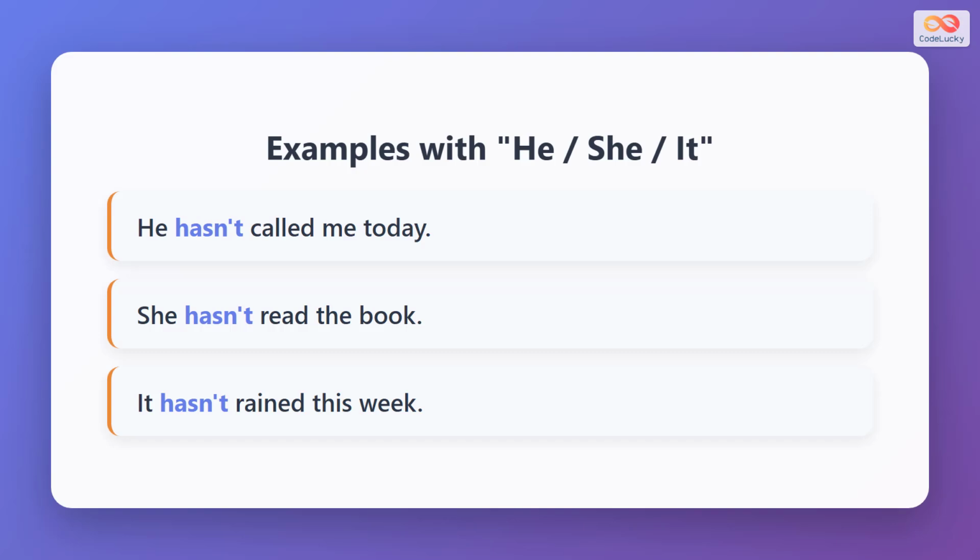Now let's see examples with hasn't. He hasn't called me today. She hasn't read the book. It hasn't rained this week. In all these sentences, we use hasn't because the subjects are he, she, and it. Again, notice that hasn't is followed by the past participle.